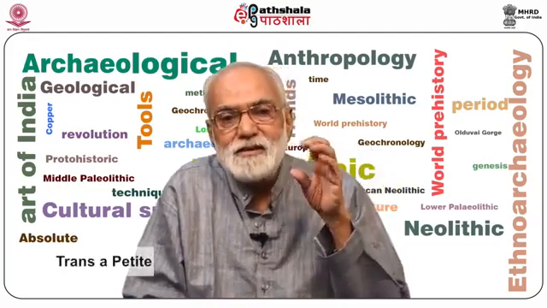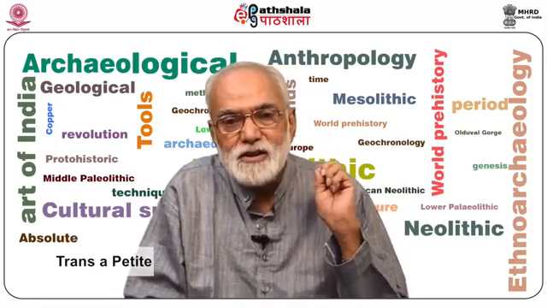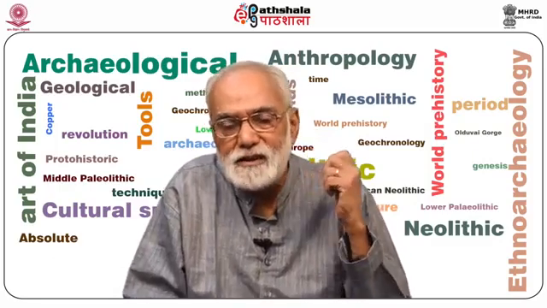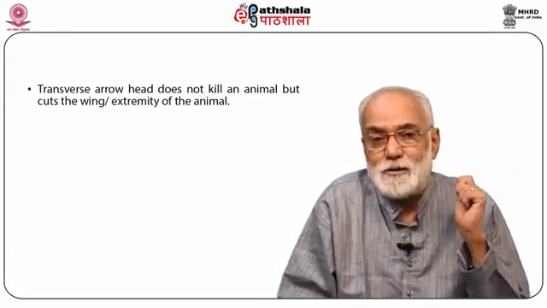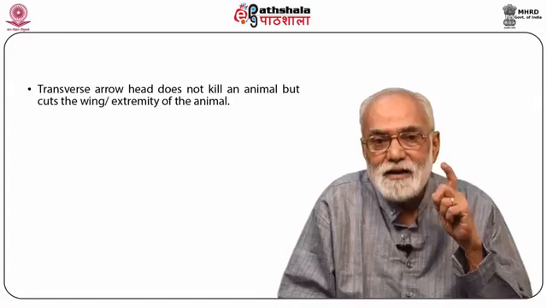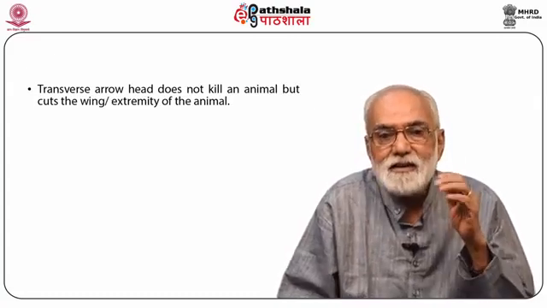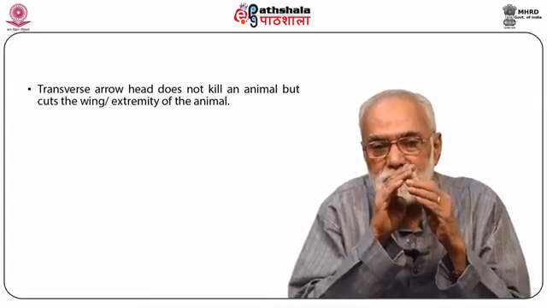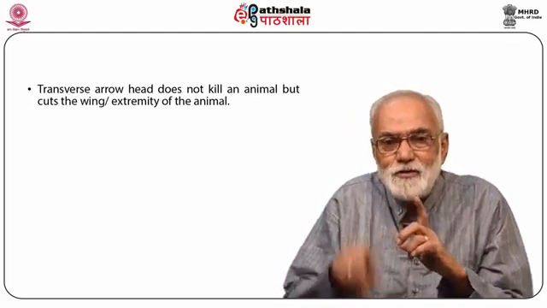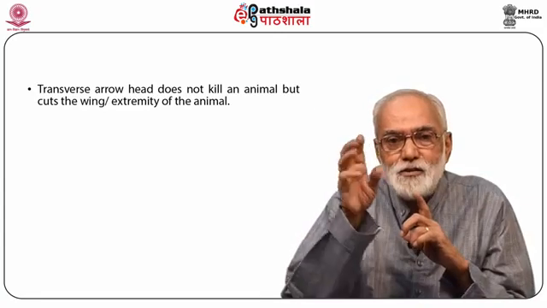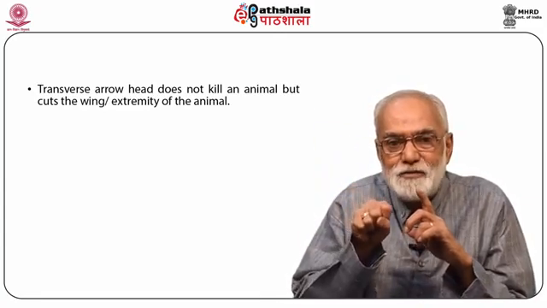Tranché petit is a very interesting material which is possibly used as a transverse arrowhead. A transverse arrowhead is a very interesting arrowhead. I say interesting because it doesn't kill an animal. It cuts the wing, cuts the extremity of the animal. Now, that's a very important point. You don't want to kill an animal, but you want to still have the animal half dead with you.